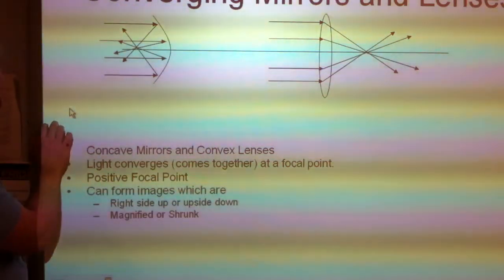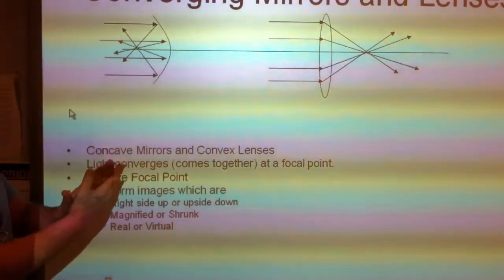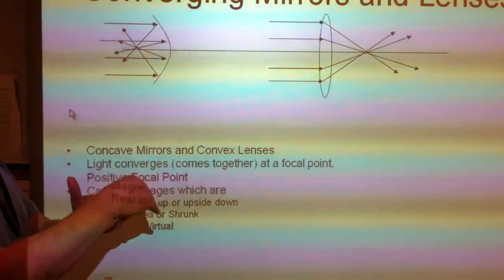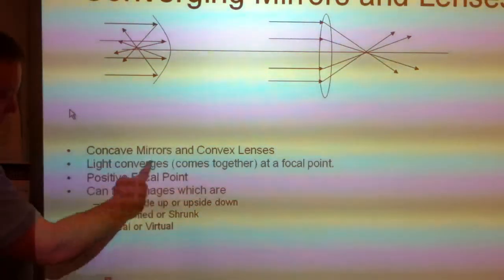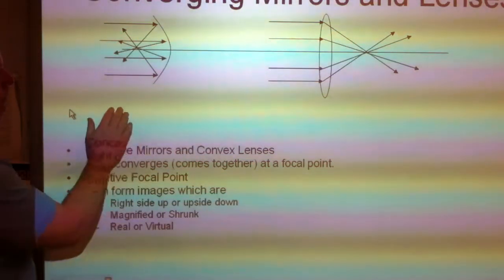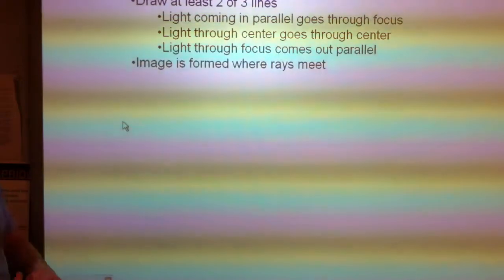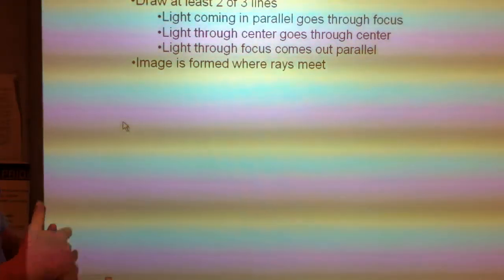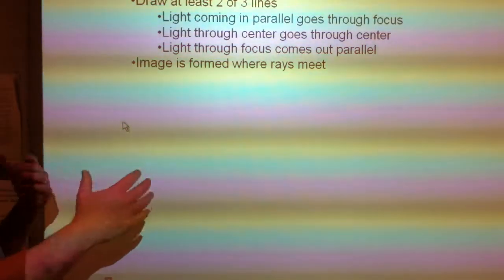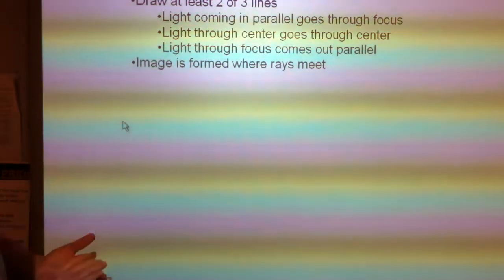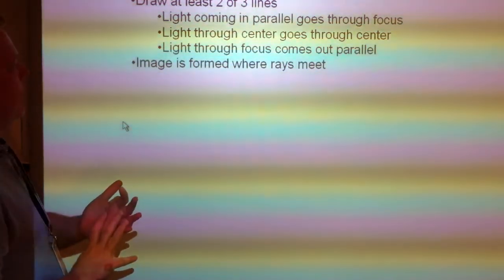They can be magnified or shrunk, and they can be real or virtual. So a plane mirror can only form right side up, regular sized images, but these curved mirrors and lenses can do a lot of different things. Now, we're going to do ray diagrams to figure out where the object is going to be, like we did for the plane mirror. You trace where the light's going, where it seems to be coming from, and you use that to figure out where the image is. We have to draw at least two of the following three lines.